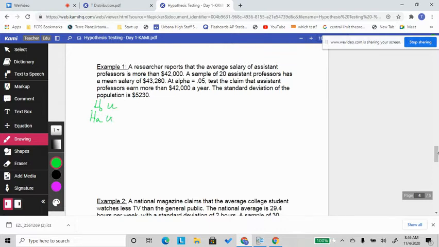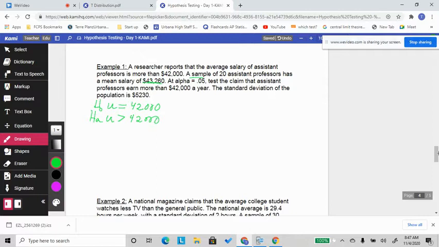So I do mu and mu. This is always an equals. This number is always the number that it is right now. It's before you go out and get your sample. It's based on the population now. This is a sample mean. See, this is the sample. That is not here. So it's 42,000. That's what it is now. And this researcher thinks that it's more than 42,000. So they're going to go out and get this sample of 20, do a greater than, and do more than 42,000.